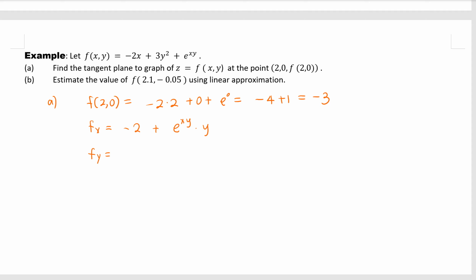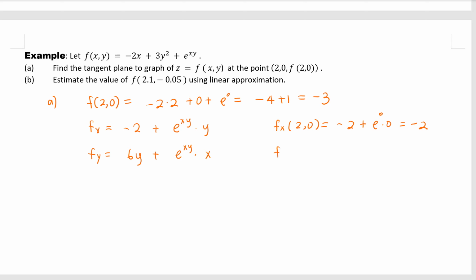Okay, so this is the partial f partial x, and partial f partial y equals: the derivative of negative 2x is 0, 3y squared, the derivative is 2 times 3 is 6y. Here, chain rule, e to the xy, but xy prime, we're looking for the derivative with respect to y. So the derivative of y is 1, then we have the constant multiple x. Okay, then what is fx evaluated at (2, 0)? Well, we plug in, so because y is 0, ooh, that's nice. E to 0 times 0, so we just get negative 2.